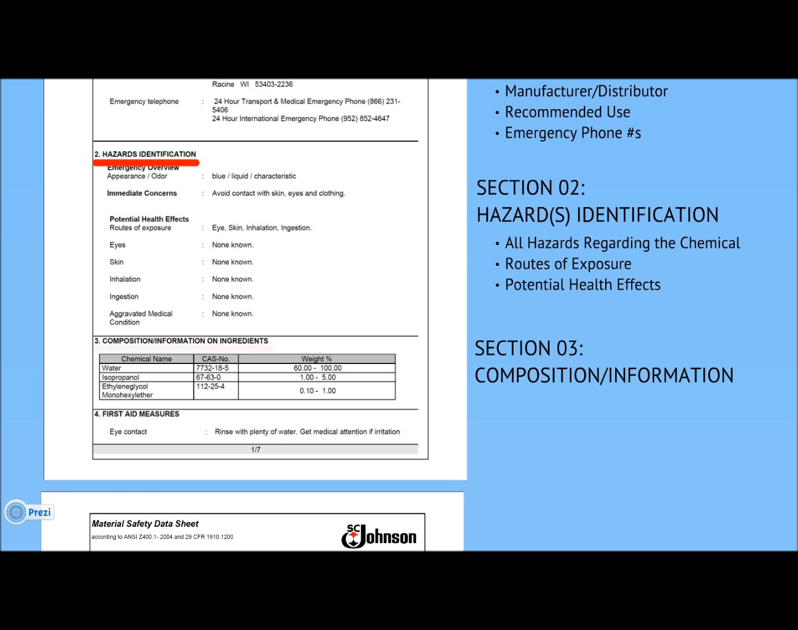Section 3, Composition and/or information on ingredients. This section will include information on chemical ingredients and trade secret claims. Here you'll get detailed information regarding the substances and mixtures included in the product.